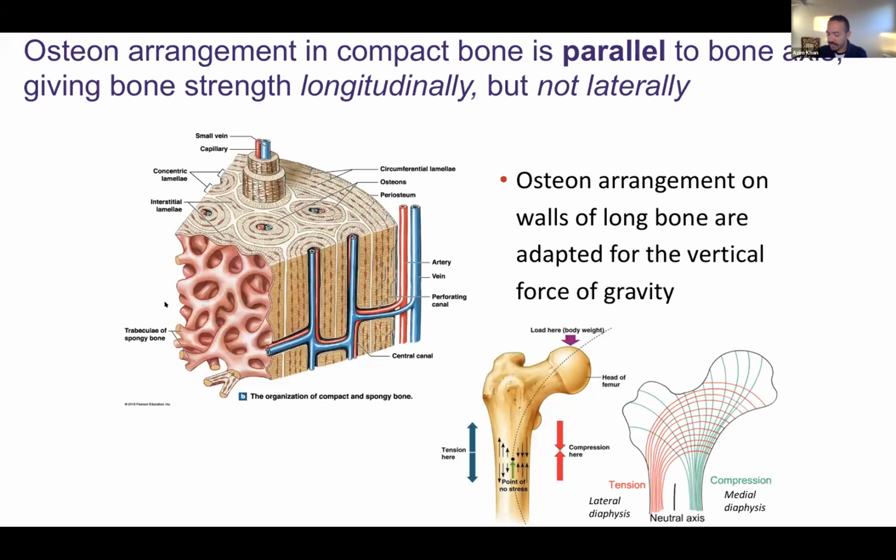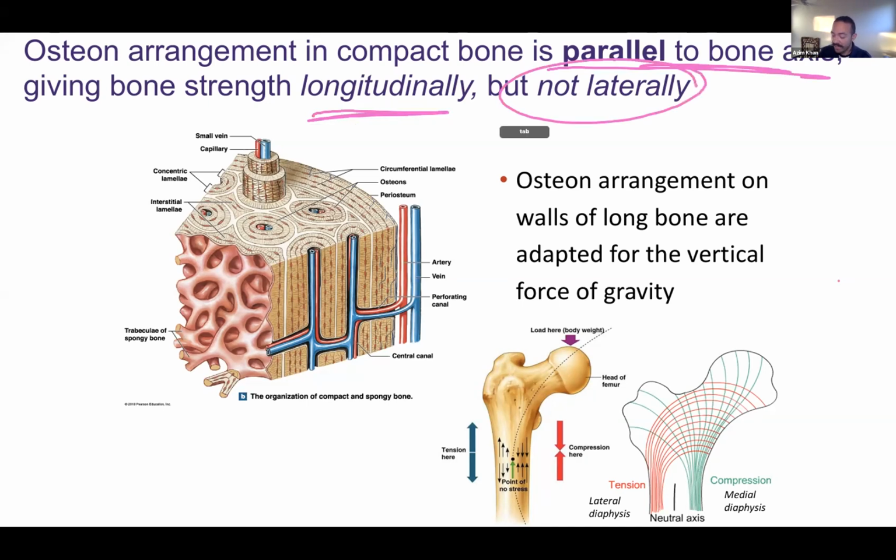You can see those osteons in the sliver of bone. Here's our sliver of bone, cross-section, longitudinal section. Osteon, osteon, osteon in cross-section, osteon in longitudinal section. They're columnar, they provide longitudinal strength. Because these osteons are parallel to the bone axis, they provide strength longitudinally. They do not provide strength laterally.